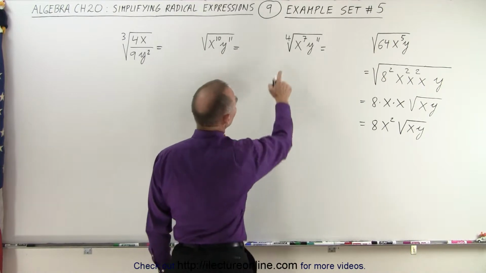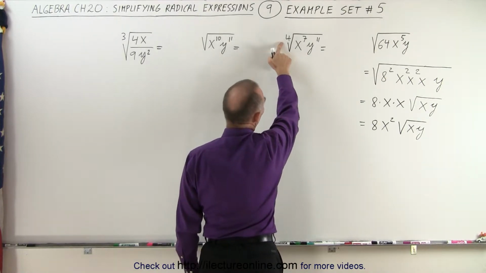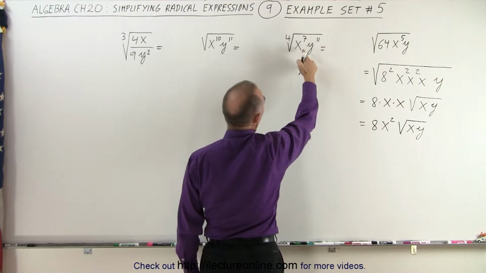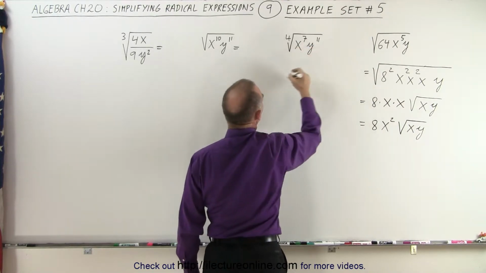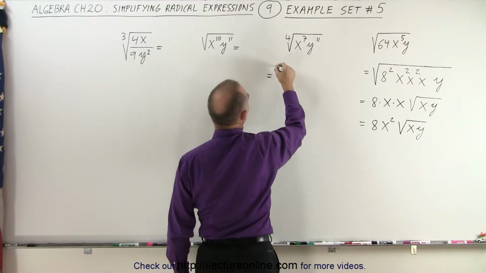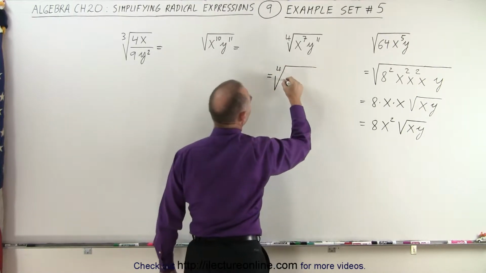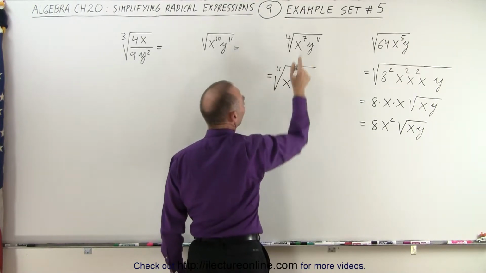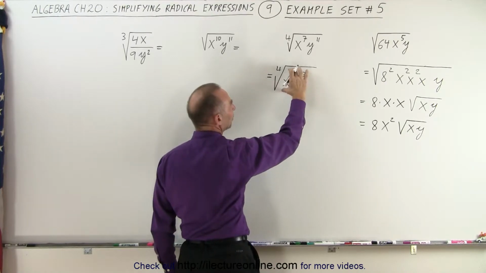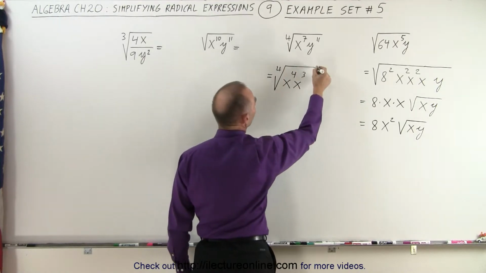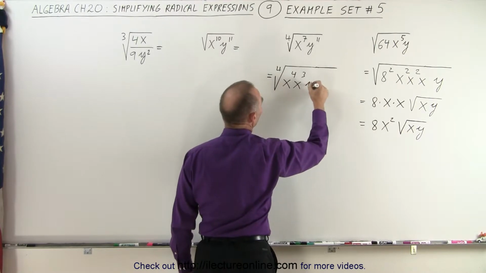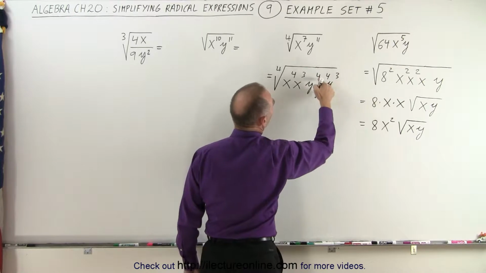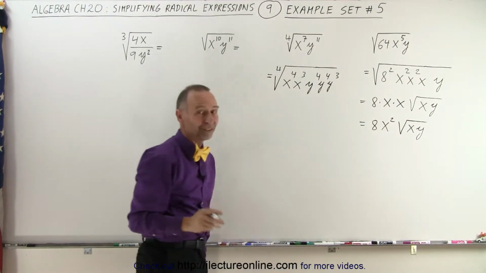Over here it's the same thing, except now we have the fourth root. So therefore, we're looking for powers of multiples of 4: 4, 8, 12, and so forth. So notice that this can be written, let me put the equal sign over here. This can be written as the fourth root of x to the fourth times x cubed. Notice that 3 plus 4 gives us 7, but this way, we're able to take this outside the radical sign. And with the y to the 11th, we can write y to the fourth, y to the fourth, y cubed. 4 plus 4 plus 3 adds up to the power of 11.